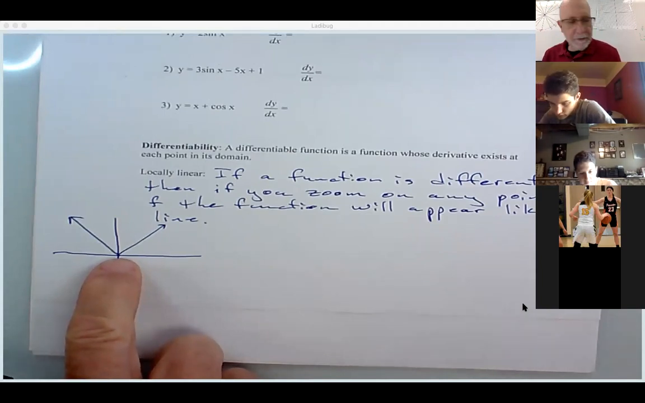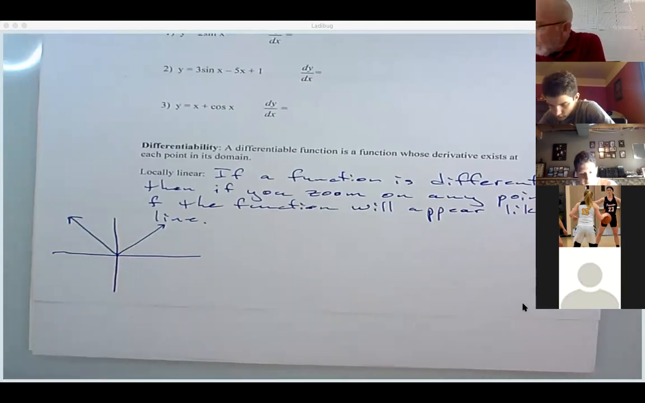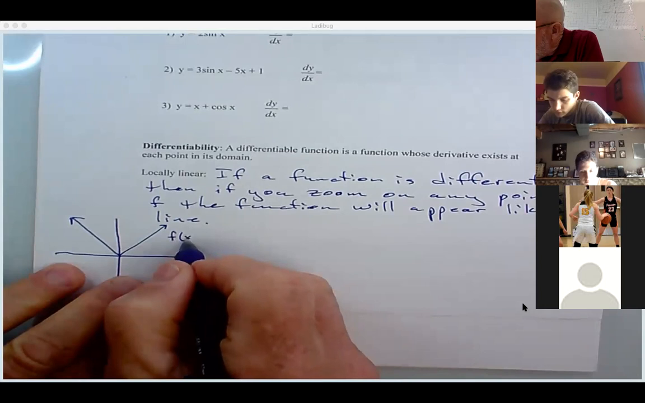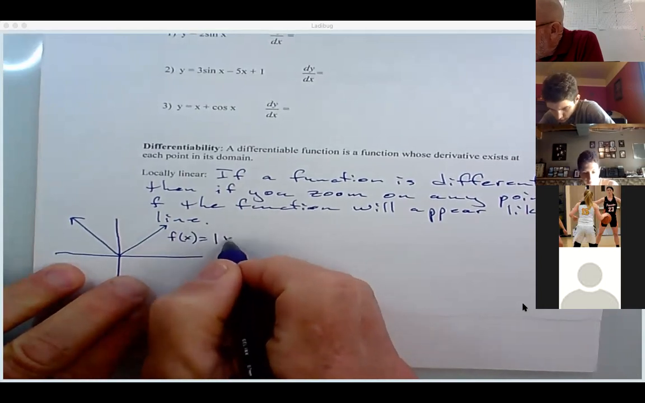Do you know the name of this graph? An absolute value graph. Absolute value. And the function of absolute value looks like this. I bet you know this, right?